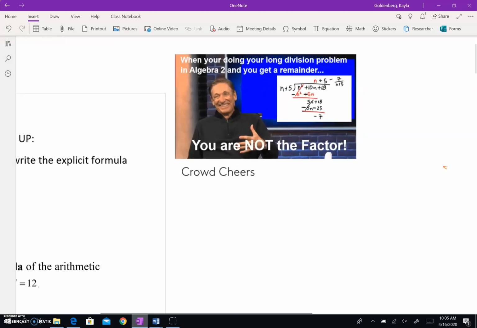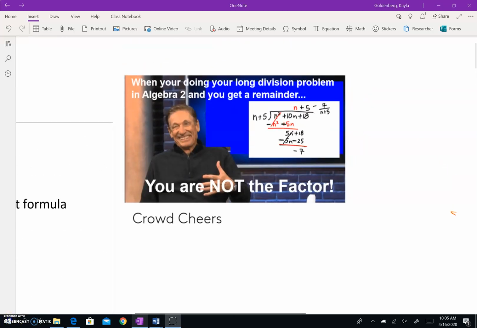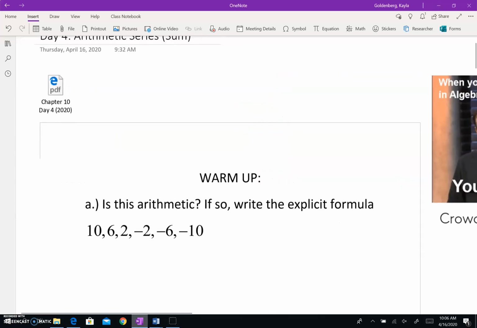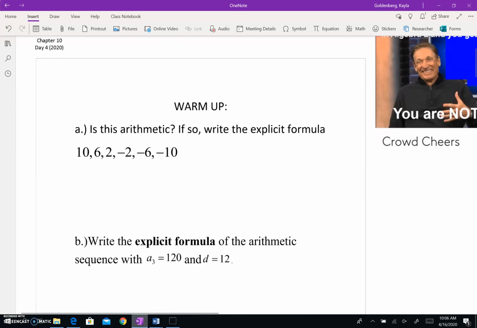Okay, so the first thing we've got is our math meme of the day. I think this one's pretty funny, and it's a good throwback to when we were dividing polynomials. Remember, we did long division, and then I showed you the trick of how to do synthetic division to make it easier to divide polynomials. So when you are doing your long division problem in Algebra 2 and get a remainder, you are not the factor. This is a nice little wink to the Maury show, where they do paternity tests, so you are not the father. Crowd cheers. Just thought that was kind of a nice wink to an old topic.